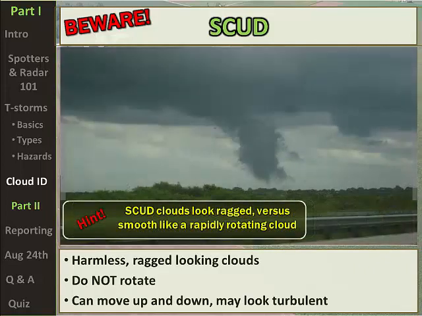Here's another very low hanging cloud, very close to the ground, but again, if we had video, you would see that there was no evidence of any rotation, and it has that more ragged appearance versus the smooth appearance.